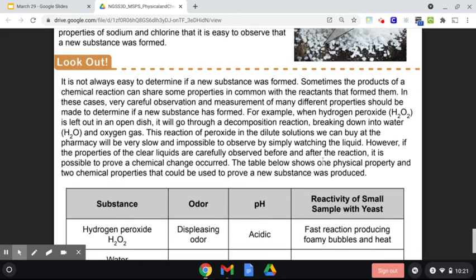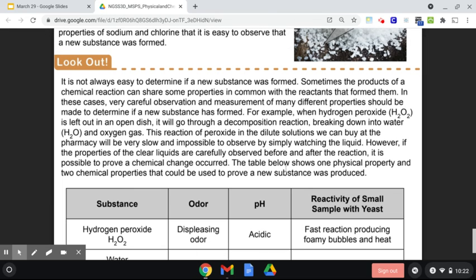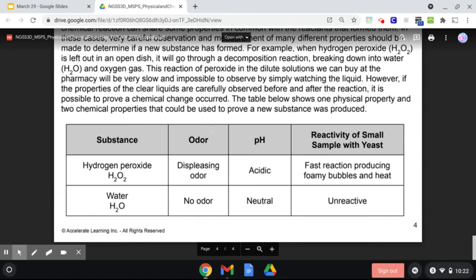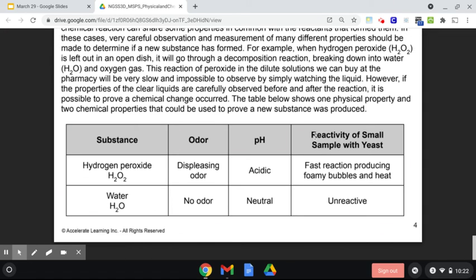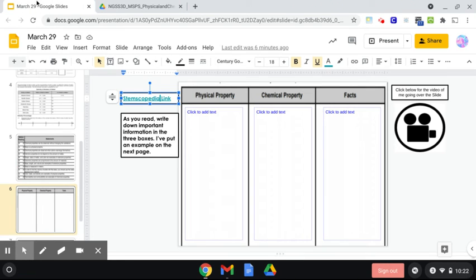The table below shows one physical property and two chemical properties that could be used to prove a new substance was produced. So we can see odor, pH, and reactivity would all be ways we could determine if a chemical reaction occurred. Remember, your job is to fill in some important information about physical properties, chemical properties, and facts. When you finish, you can look at my example on slide 7.